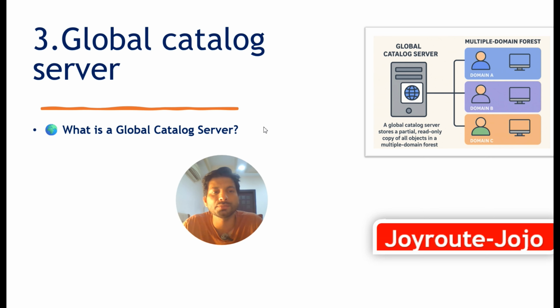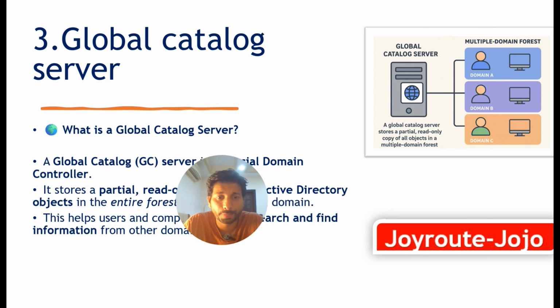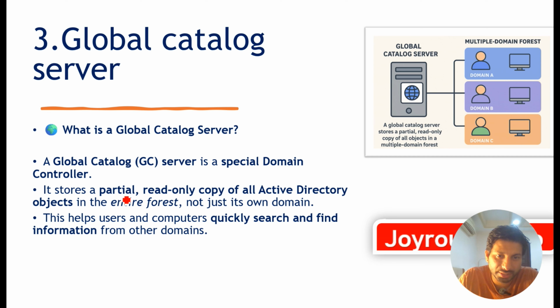All right, then comes the third one, the global catalog server. What is this global catalog server? Let's understand that first. It is a domain controller. It stores a partial, read-only copy of all Active Directory objects in the entire forest, not just its own domain.